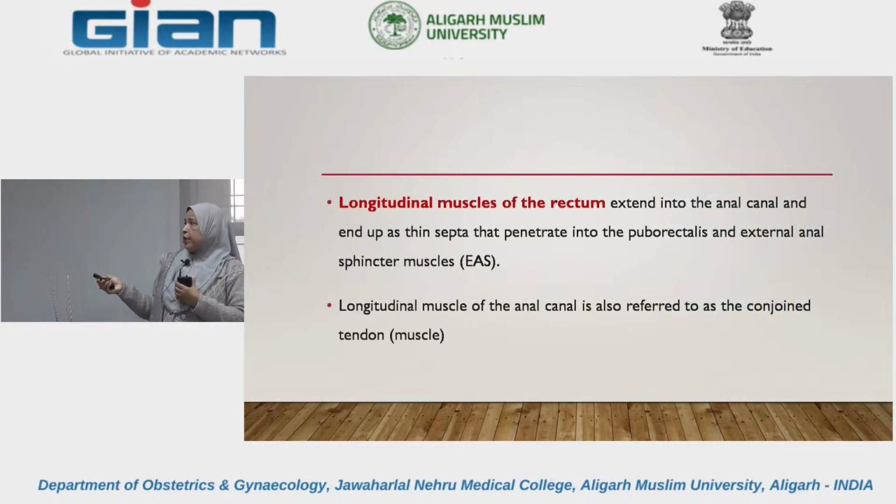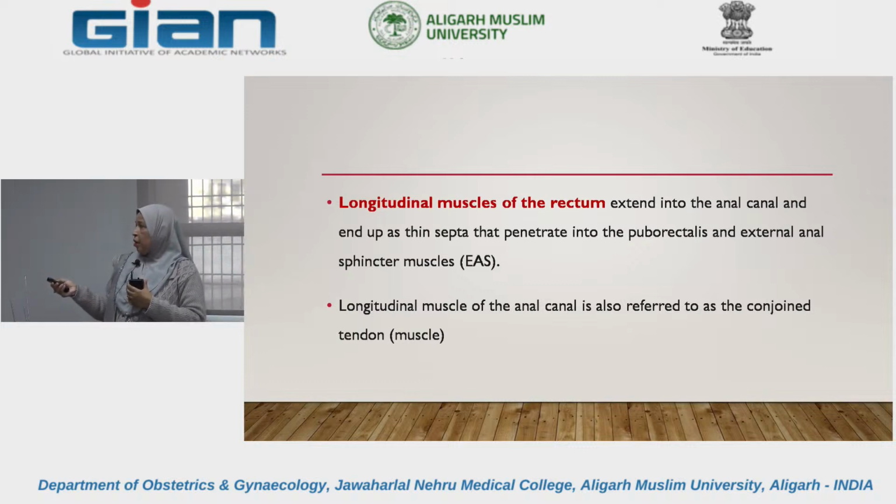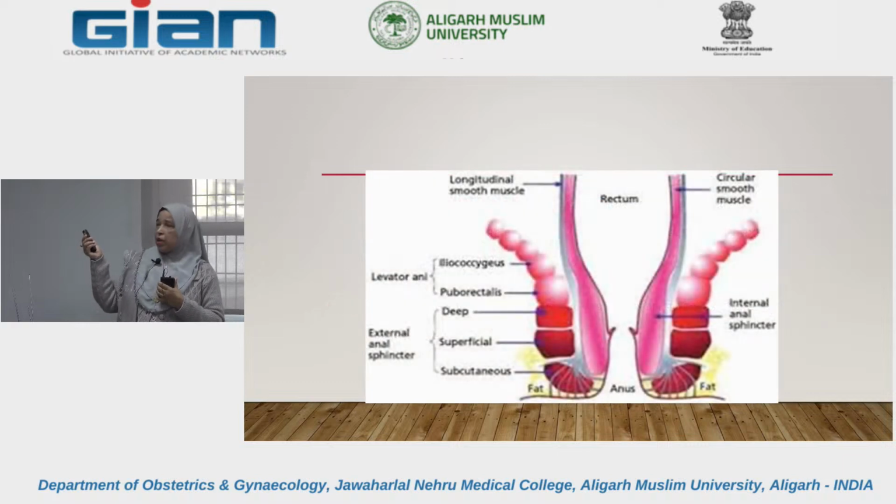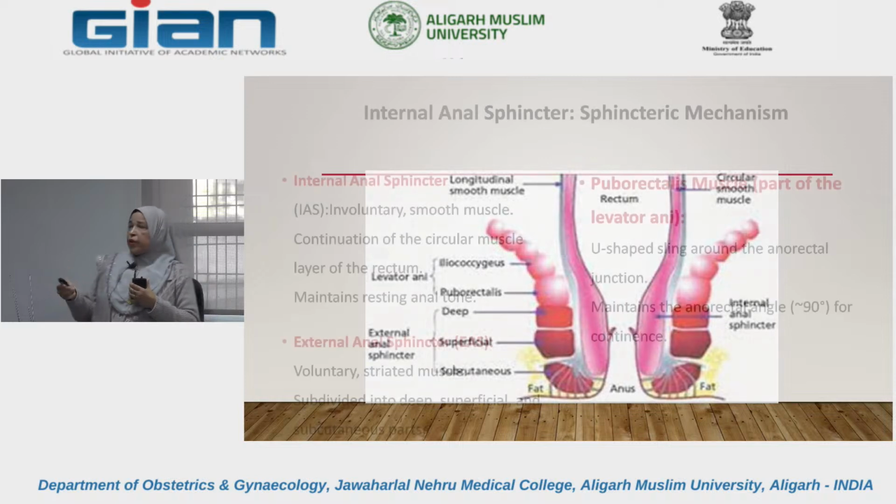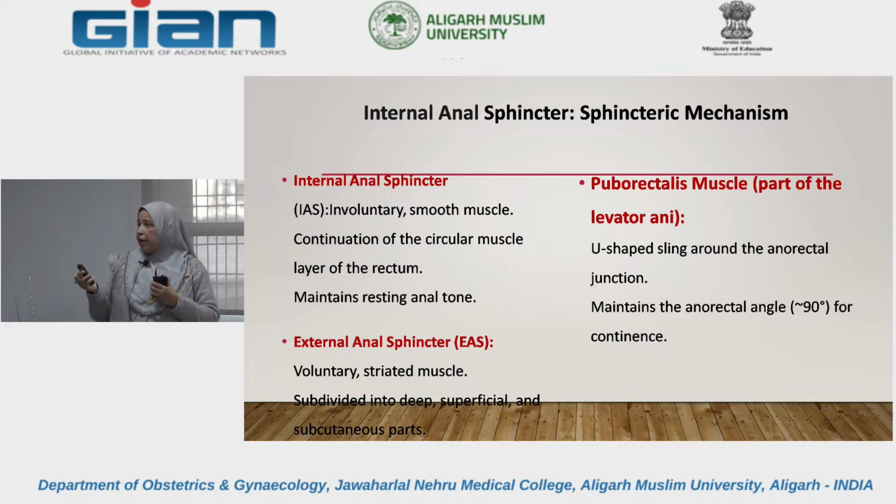The longitudinal muscles of the rectum extend into the anal canal and end in thin septa that penetrate into the puborectalis and external anal sphincter. The longitudinal muscle of the anal canal is also referred to as the conjoint tendon. So this is the diagram. You see that the circular smooth muscle of the rectum is continuous with the circular muscle of the anal canal, and the external anal sphincter is formed by subcutaneous tissue, superficial and deep muscles. The sphincteric action is provided by the internal anal sphincter, external anal sphincter, and puborectalis.